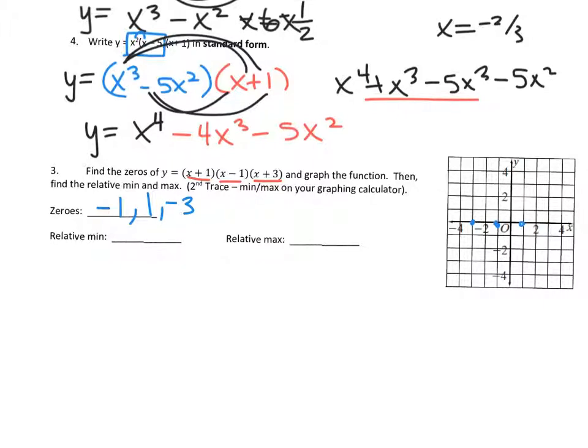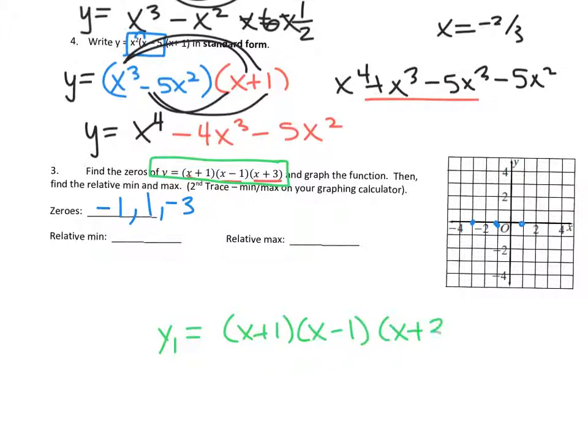Then find the relative min and max. So I'm actually going to put this in my y1. Go to y1 in your graphing calculator and type in x plus 1, x minus 1, and x plus 3. I'm going to press pause and put that in my calculator. So I put that in my calculator, and I'm going to get specific values when I graph it.